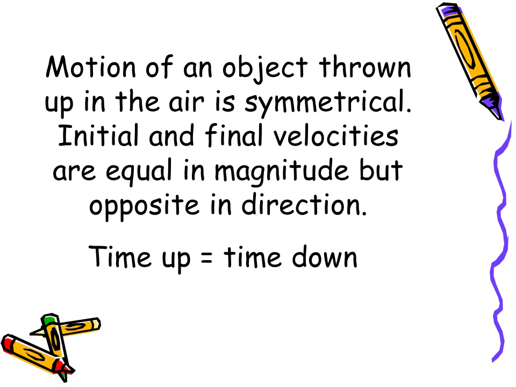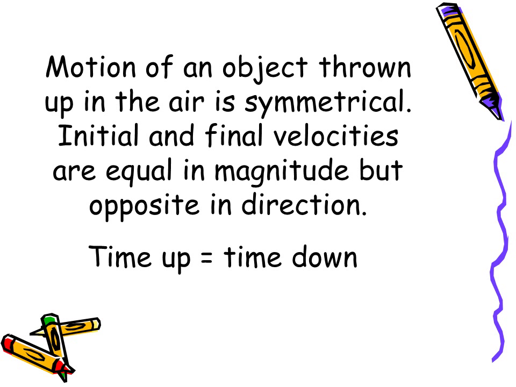The motion of an object thrown in the air is symmetrical. Initial and final velocities are equal in magnitude, or size, but opposite in direction. For example, if I throw a baseball up with an initial speed of positive 2 meters per second, it will eventually slow to a brief stop at the top of its path and then return to a final velocity. By the time it comes back down to its point of release, the final velocity would be negative 2 meters per second. And time up equals time down.